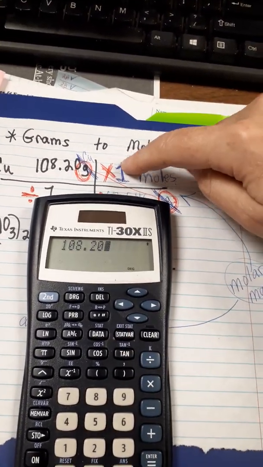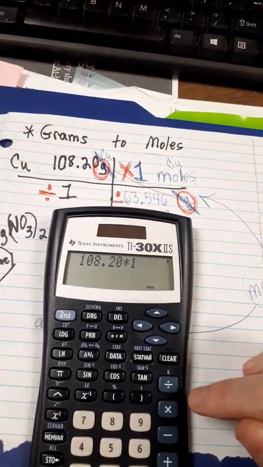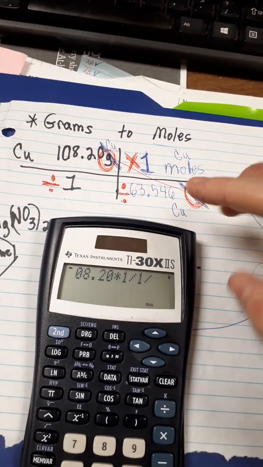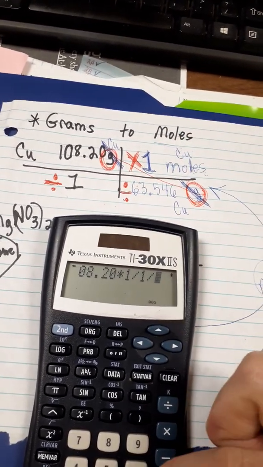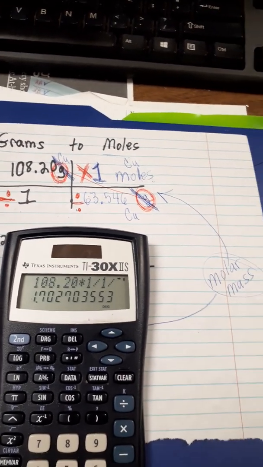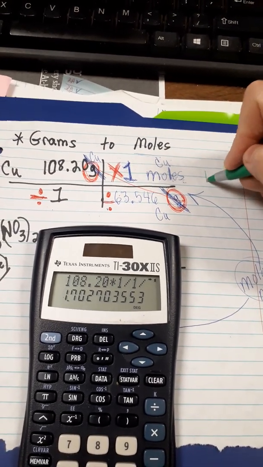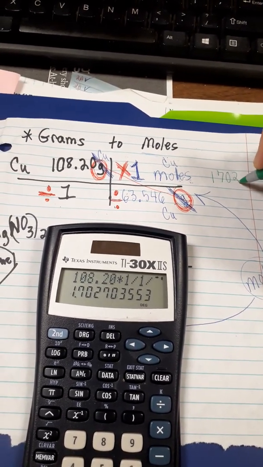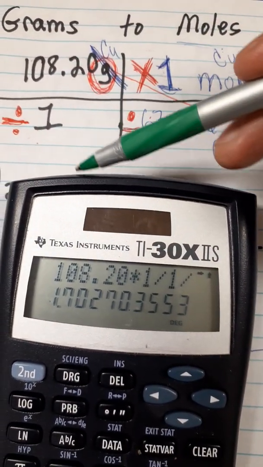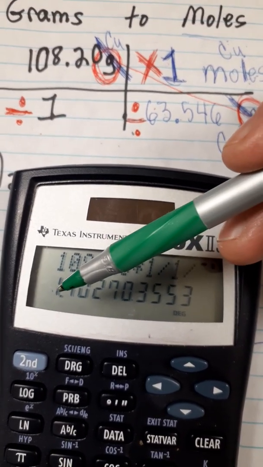108.20, times 1 if you want, divided by 1 if you want. And then divide by, you must do this part, divide by 63.546 equals. And the calculator's answer is 1702. Notice I have 5 digits to keep. I have 5 digits in my given. I need to keep 5 digits. There's a decimal point there.